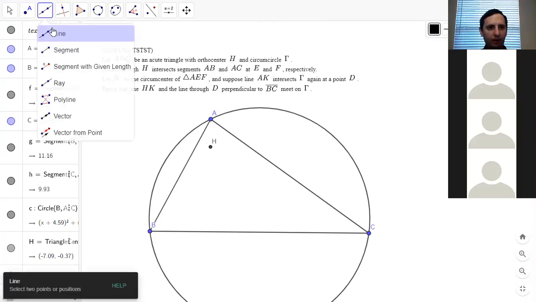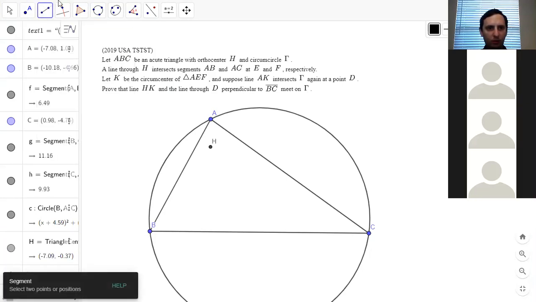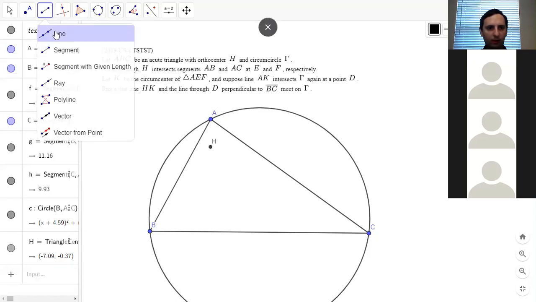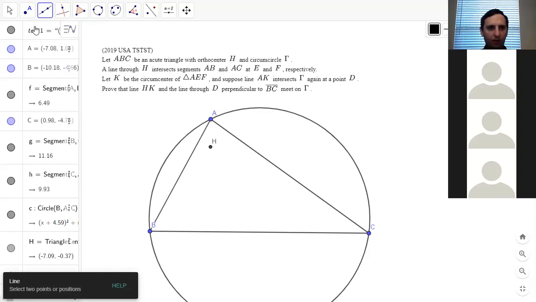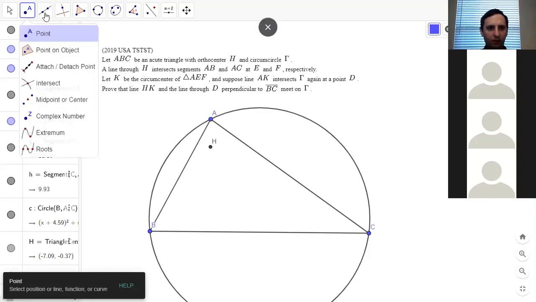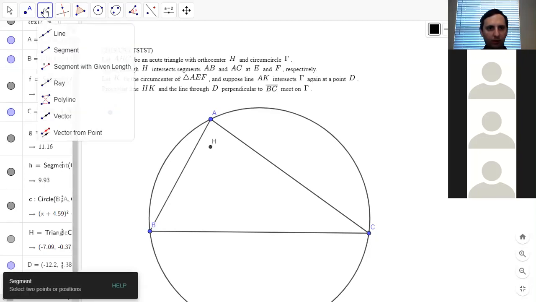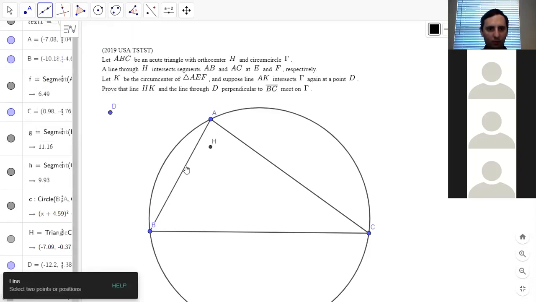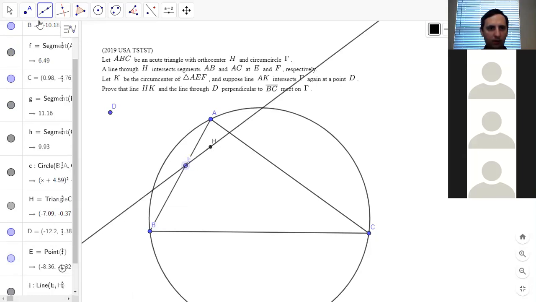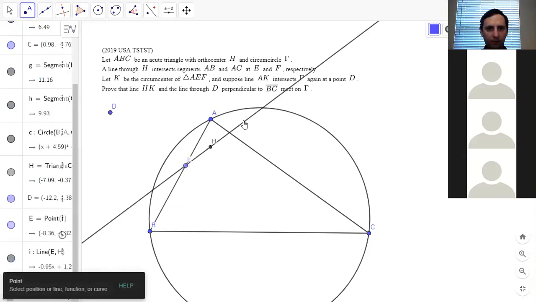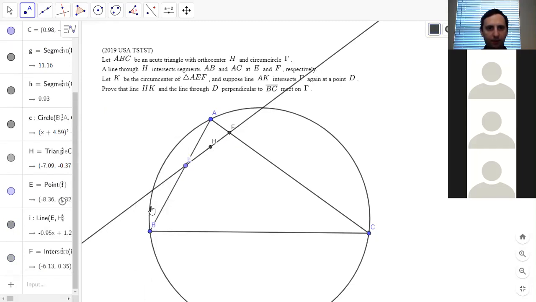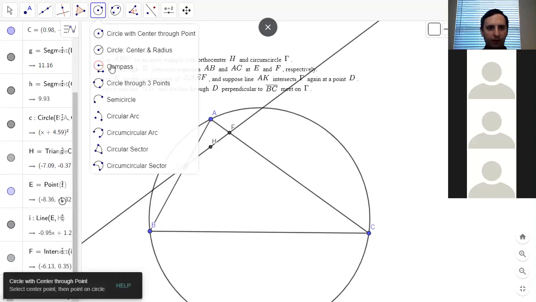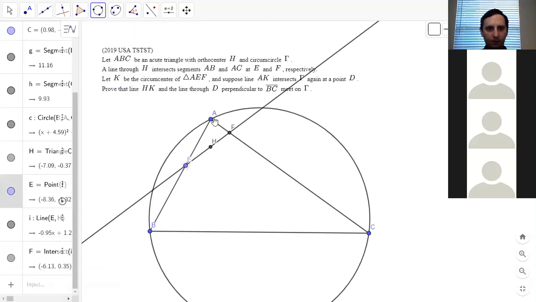So it's any line through. So yeah, I'm going to need to draw a line. But I'm going to cheat here. I want E and F. So E, this will be F. Then I'll delete point D. And then we draw the circumcenter of AEF. We let it be K.